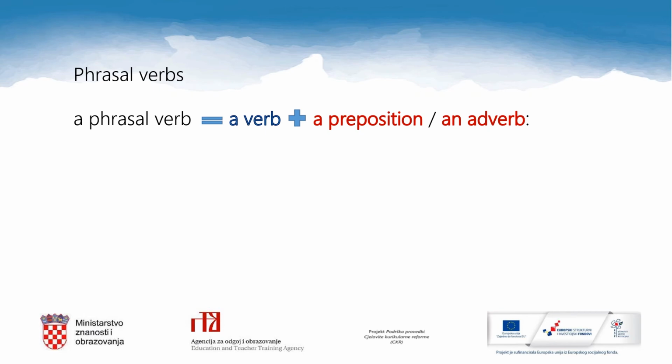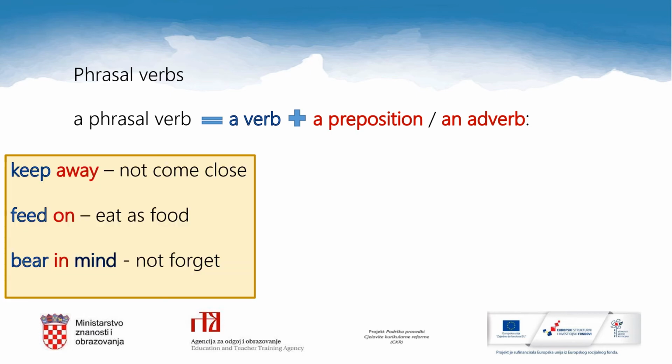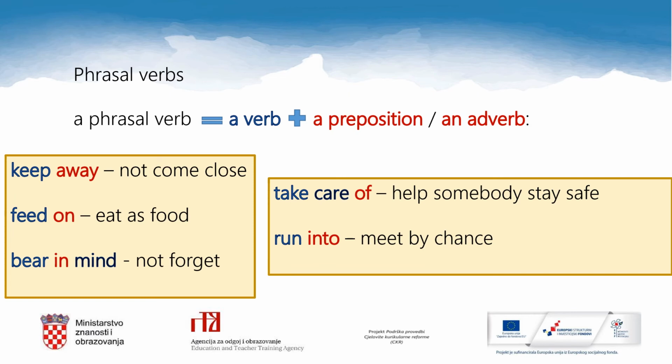You heard some phrasal verbs during this lesson. Do you know what a phrasal verb is? It is a verb that comes with a preposition or an adverb, and together they have one meaning. Look at some examples. Do you know these phrasal verbs?